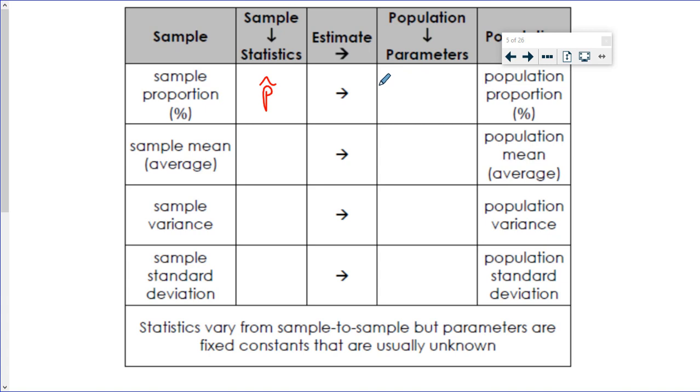Now, what that's trying to estimate is p. That would be the parameter of the population. And again, these are percentages.